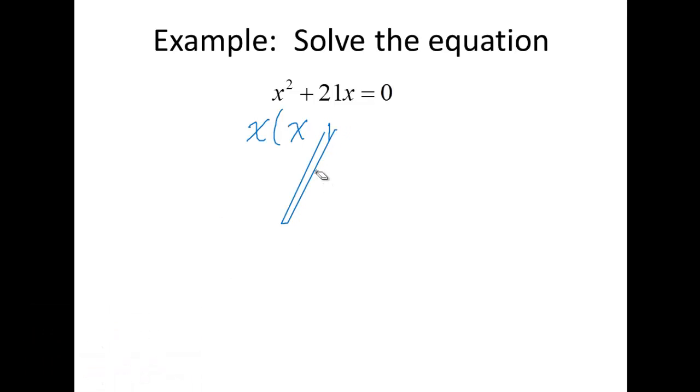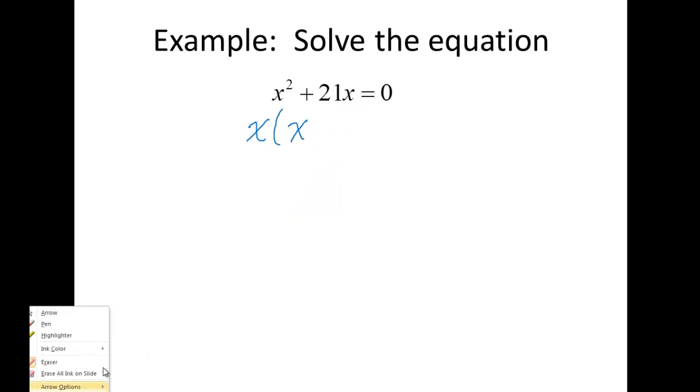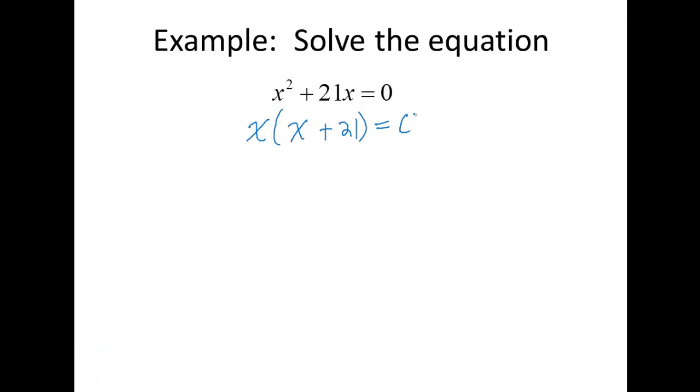When I factor in this way with the GCF, if you'll notice, I actually have two things that multiply together and they're set equal to 0. So I'm done factoring and all I have to do is set each individual factor equal to 0. So I say x equals 0 or x plus 21 equals 0. All right, the first one was already solved for me, so this is nice. And if I subtract 21 from both sides, I get x equals negative 21.